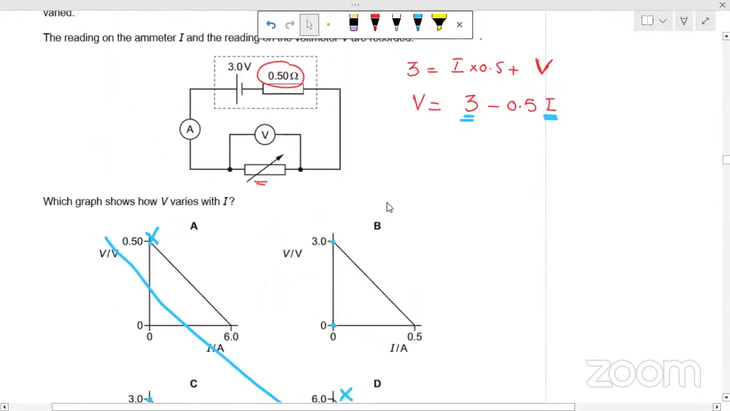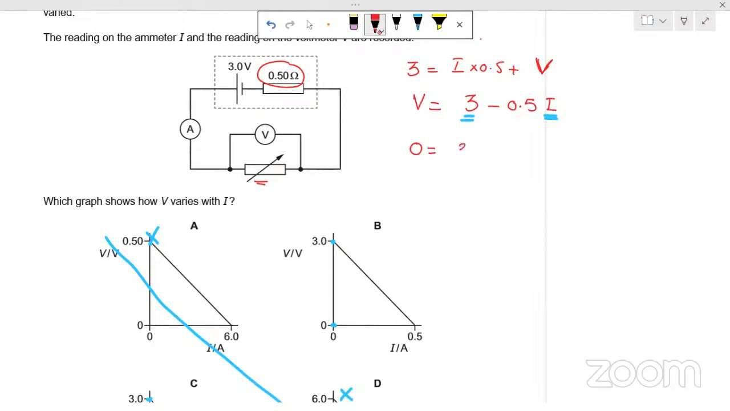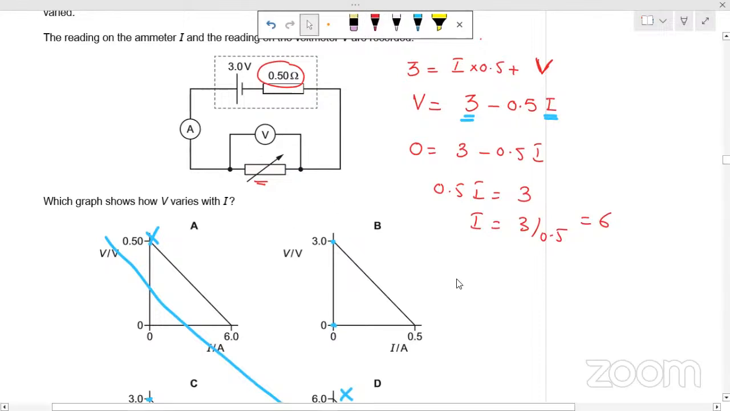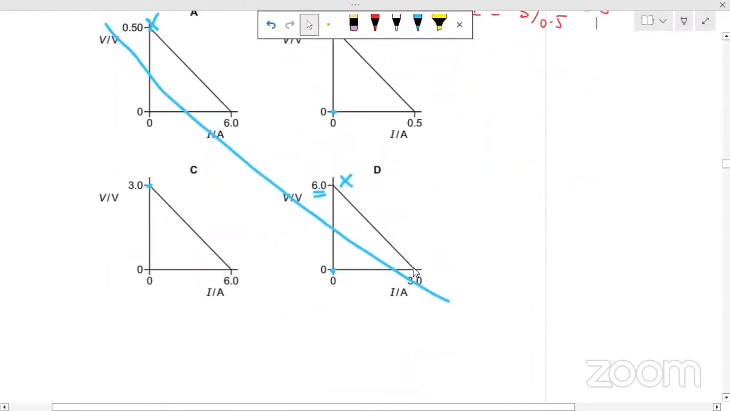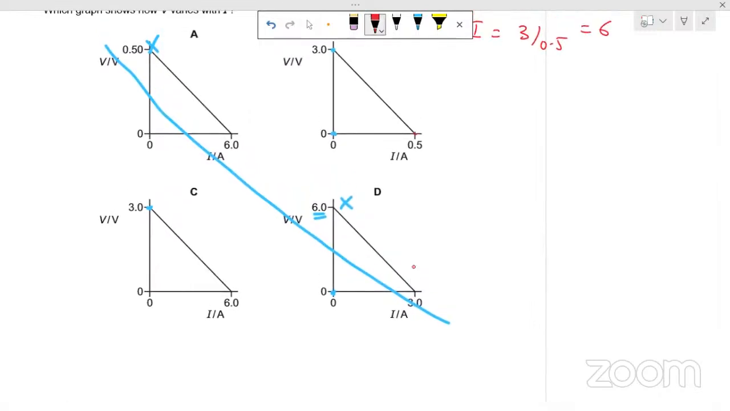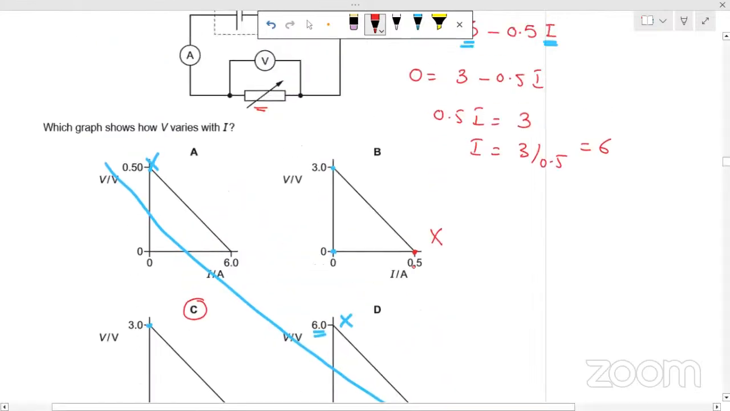second factor. If we put the voltage V equal to 0, then what should our current be? That is 0.5 I is equal to 3. So I should be equal to 3 over 0.5, which is 6. So when voltage is 0, the x-intercept of this graph should be 6. Over here, the x-intercept is 0.5. Over here, the x-intercept is 6. So that's why C is the correct option.